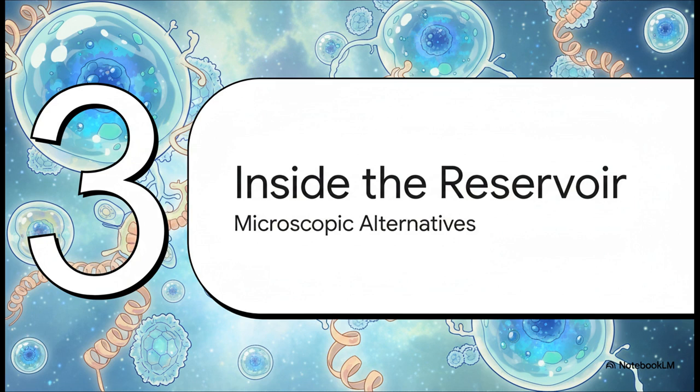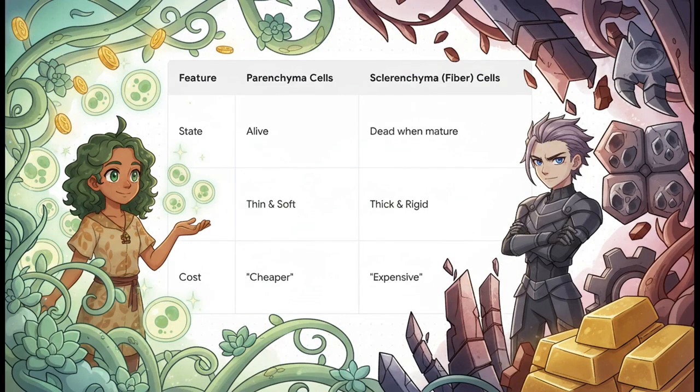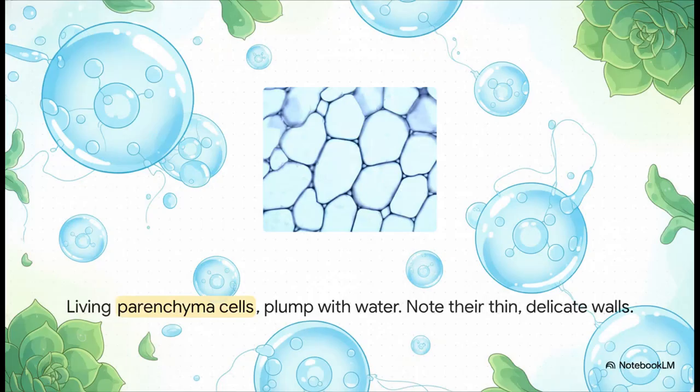What are the alternatives for the building blocks themselves? How do you actually design a single cell to hold water? Well, it turns out there are pretty much two main options. On the left, you have living parenchyma cells. They've got thin, soft walls, and they're metabolically cheap for the plant to create. On the right, you have sclerenchyma, or fiber cells. These are actually dead when they're mature. They have thick, rigid walls, and they are way more expensive for the plant to produce. Let's start with the cheap option. These parenchyma cells, they're basically microscopic water balloons.